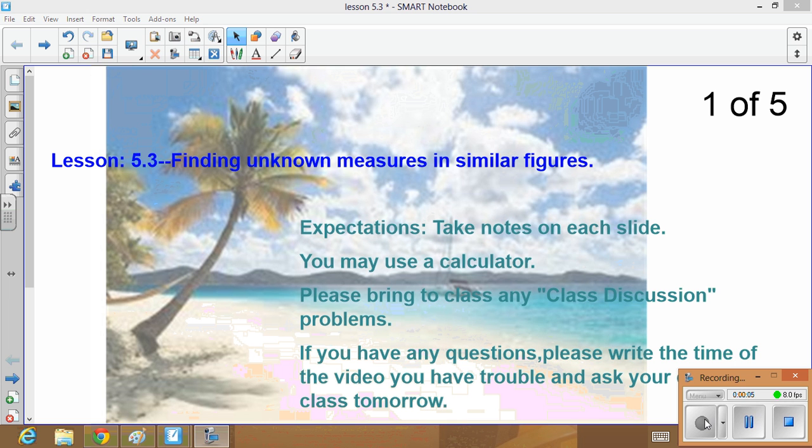Alright everyone, welcome to video lesson 5.3. This is called Finding Unknown Measures in Similar Figures. We have skipped lesson 5.2 for this round.